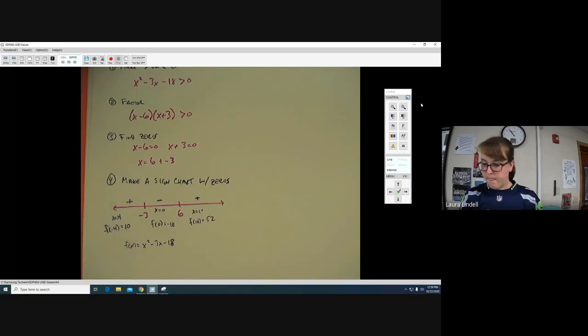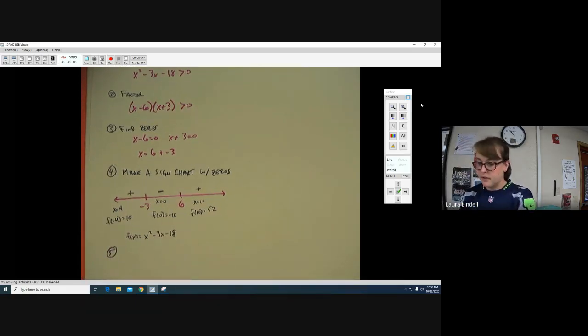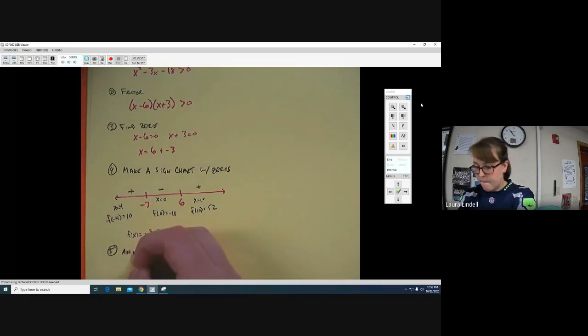Okay. So we made a sign chart with our zeros. We figured out where the function is positive, negative, and positive again. The last step is to put your answer in terms of intervals. So, solution, intervals.